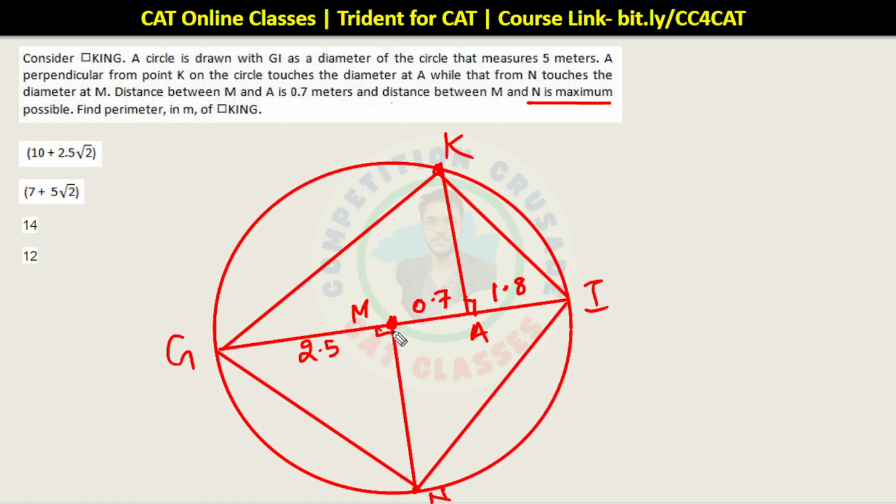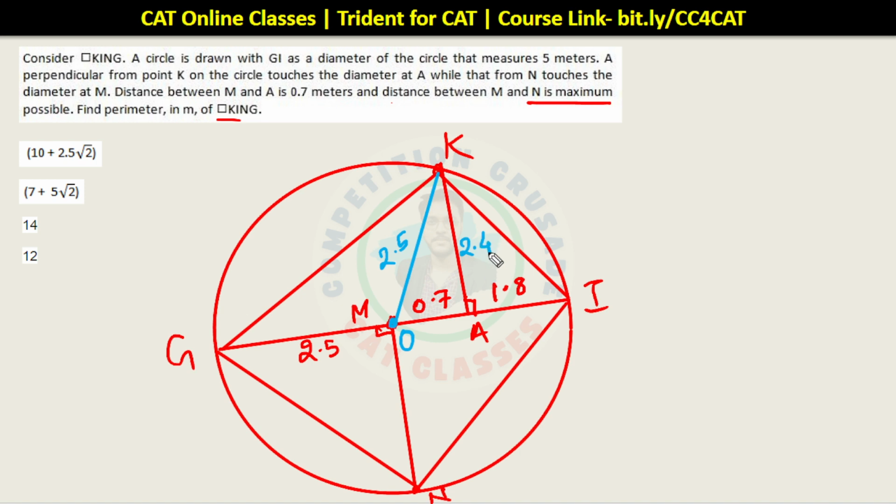What else do I know? I don't know anything else, and I need to find the perimeter of this quadrilateral KING. Let's see if I can calculate anything. Now I will change the color and try to visualize this. Can you tell me anything about this OK length? That is 2.5, of course, because this is the radius of the circle. And obviously this is 0.7, so now this is going to be a 24, 7 triplet.